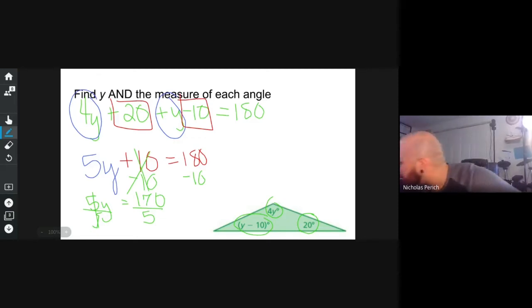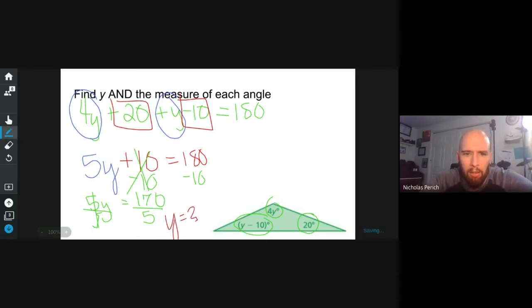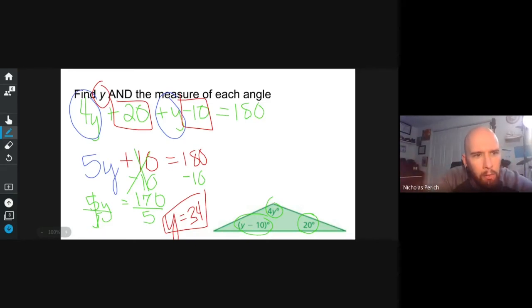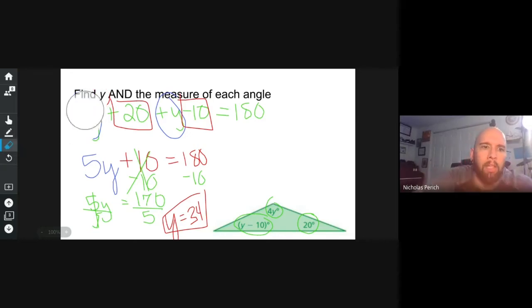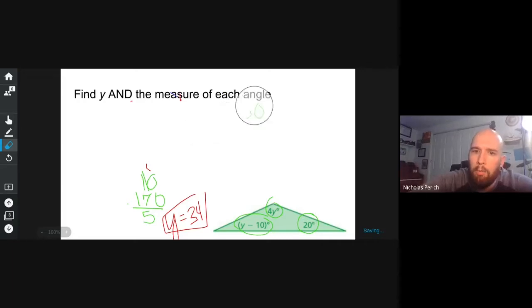All right, so what did I get? Y is 34. Am I done? No. Because the question does say find y, but it also says and the measures of each angle. So this isn't going to be that bad. I already know one of my angles, so let's erase all of this mess because it's going to be on video, and if you really need to rewind, you can rewind. I found out that y is 34. Okay, great. I'm going to try to leave that.